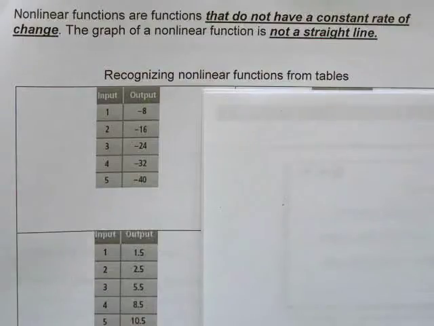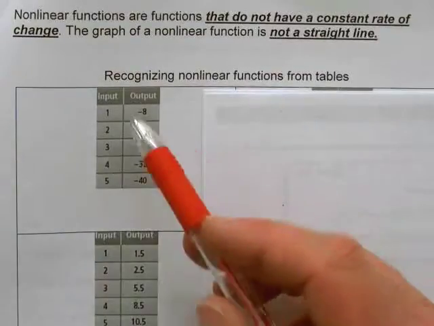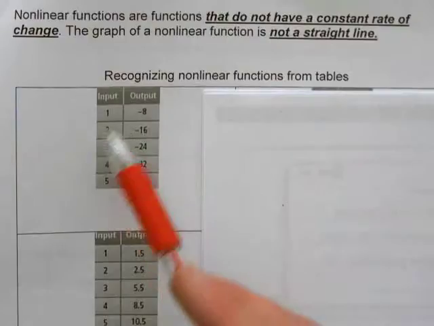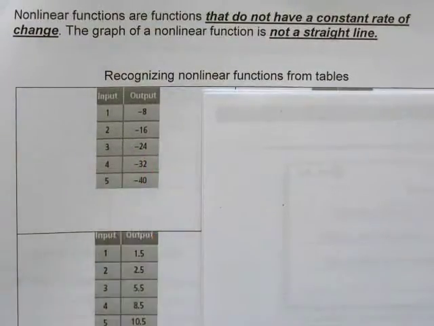Okay, so can we recognize nonlinear and linear functions from tables? Let's see. On my left here, in my first table, the rate of change on the inputs between them is 1. 1 to 2, 2 to 3, 3 to 4, 4 to 5. That's pretty clear that the rate of change here in between these is 1.